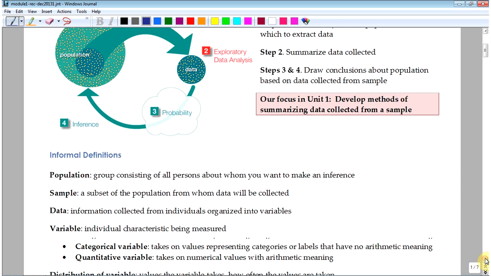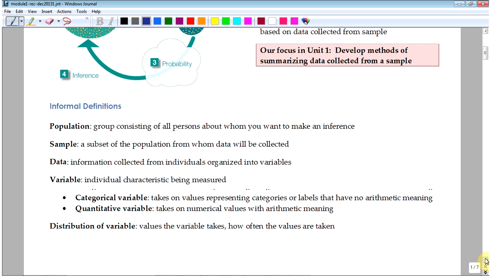So first you need to know some definitions as we go through the course. A population is the group that consists of all persons about whom you want to make an inference. The sample is a subset of the population, and these are the folks from whom you are actually collecting data. So from that sample, you want to make an inference that your findings apply to the population. Data are information collected from individuals that are organized into variables, and variables are individual characteristics that are being measured.